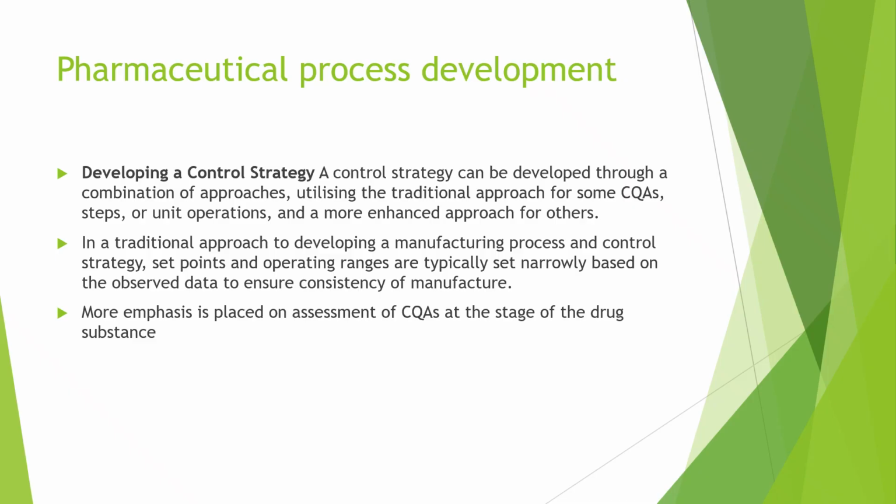Operating ranges set narrowly means, suppose your heating temperature range is 30 to 50. Based on multiple trials, it will be set narrower, like 40 to 50. Whatever the narrow ranges, it will be observed as consistency of manufacturing. Suppose we give a range like 30 degrees to 80 degrees, or 60 degrees, what will happen? Some operator will dry at 30 degrees, some operator will dry at 60 degrees, some operator will dry at 50 degrees.